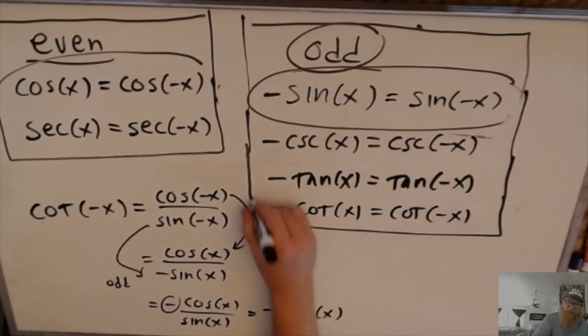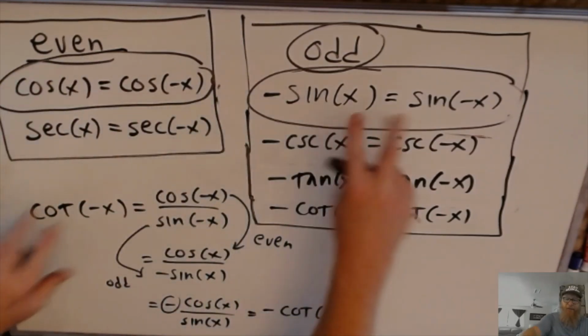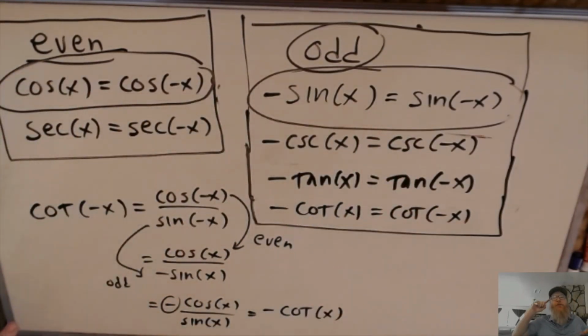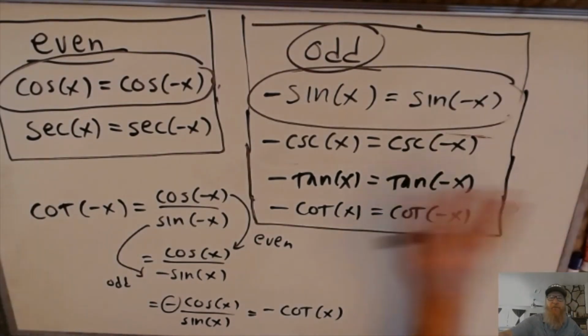If you ever forget them, just memorize sine and cosine, and then you can always reproduce the other 4 if you forget them. Okay. So there are 4 odd functions and 2 even functions. 4 and 2.